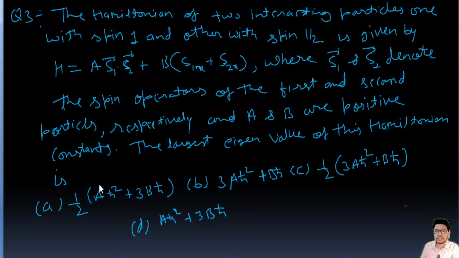Question is the Hamiltonian of two interacting particles, one with spin 1 and the other with spin half, is given by this, where S1, S2 denote the spin operators of the first and second particles respectively. A, B are positive constants. The largest eigenvalue of this Hamiltonian is, and h cut is given. That is A S1 dot S2 plus B (S1x plus S2x). Okay, so we are going to solve it now.